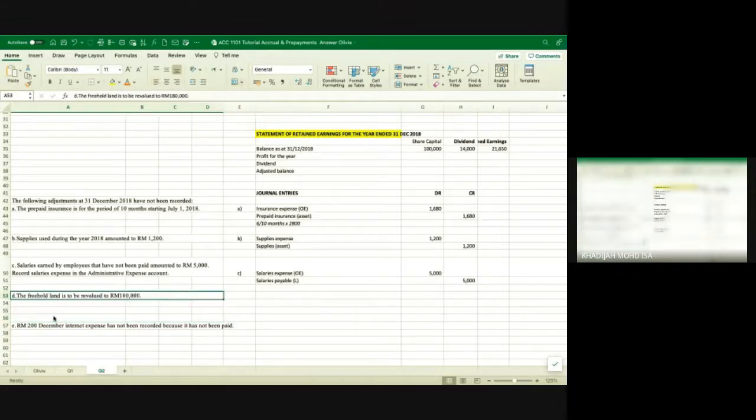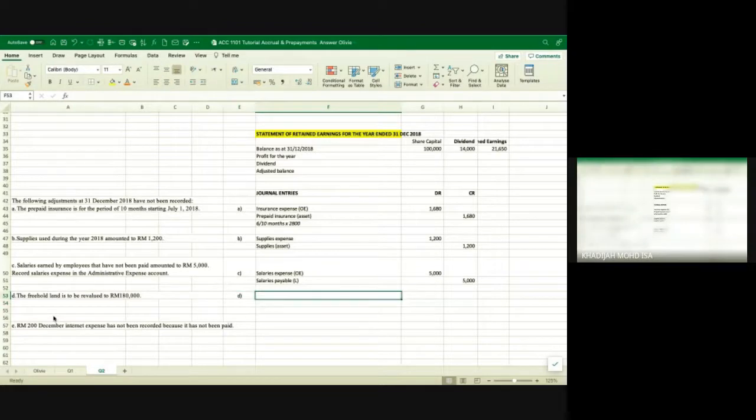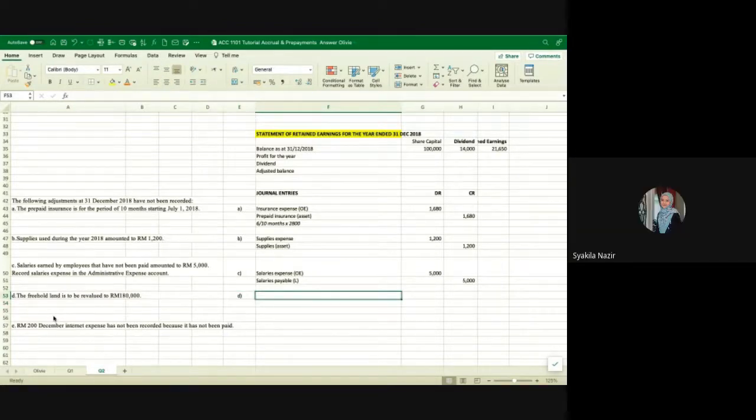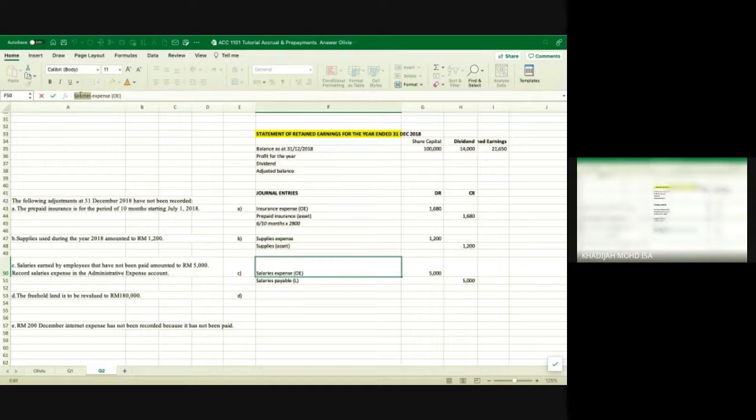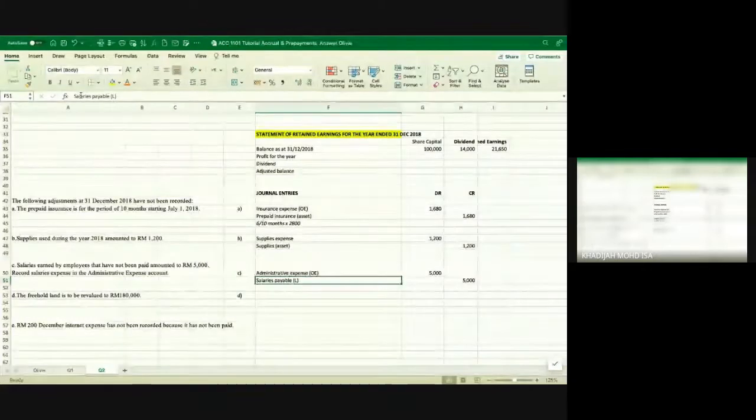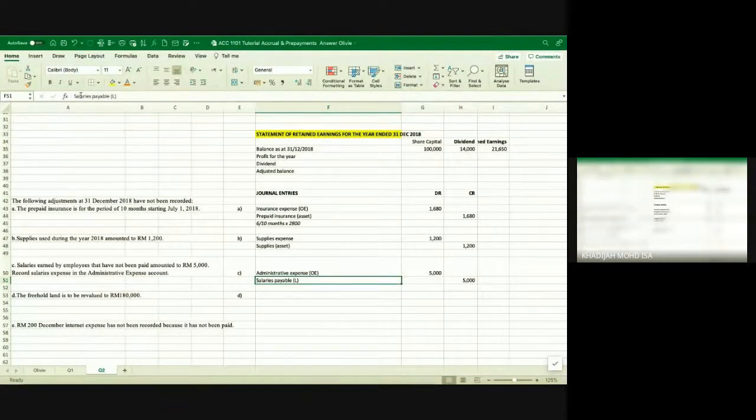So far so good? Yes, madam. Alright, next is that you have, yes? Record salaries expense in the administrative expense. Oh, sorry. What is it? Instead of you put salary expense, you put administrative expense. Thank you, dear. Administrative expense, then we have salary payable or administrative payable.